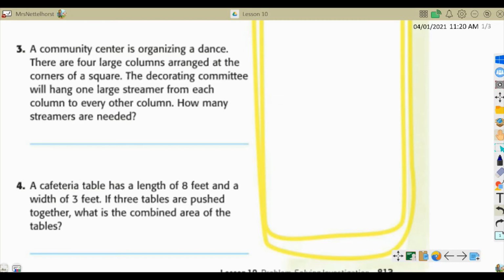So anyway, we do know that there are 4 large columns arranged at the corners of a square. So I'm going to draw a square. And you need to draw this as well. And then there are 4 large columns, like those Roman columns that you see in fancy places. So we're going to put one at each corner. Okay, then we're going to hang one streamer from each column to every other column.